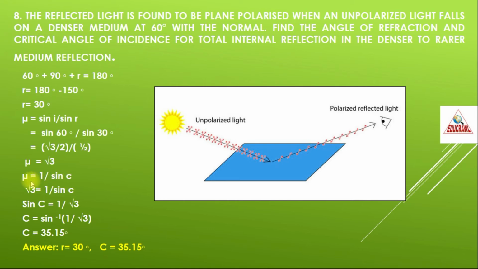We know the critical angle formula as mu is equal to 1 by sin c. So root 3 is equal to 1 by sin c. When you take sin c to the LHS, it becomes sin c is equal to 1 by root 3. So c will be equal to sin inverse of 1 by root 3, which is nothing but 35.15 degrees. So the critical angle is equal to 35.15 degrees and the angle of refraction is found to be 30 degrees.